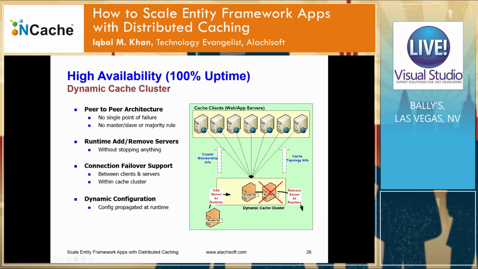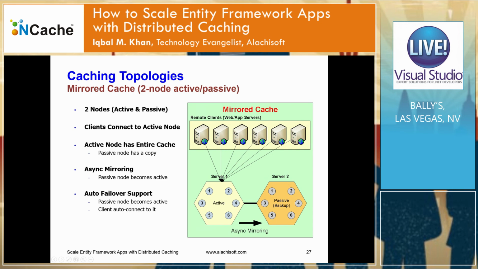So there are a few things that a good distributed cache must provide, and if you're considering using a distributed cache, you should know what they are. Number one, it needs to provide high availability, and the only way it can do that is if it has a dynamic cache cluster. Dynamic means it can change at runtime. You should be able to add or remove servers at runtime without stopping either the cache or the application. And that is only possible if you have peer-to-peer architecture and if you have dynamic configuration. Dynamic configuration means you don't hard code things into files. You propagate things at runtime. So whichever cache you pick, make sure that it has that capability. NCache definitely does.